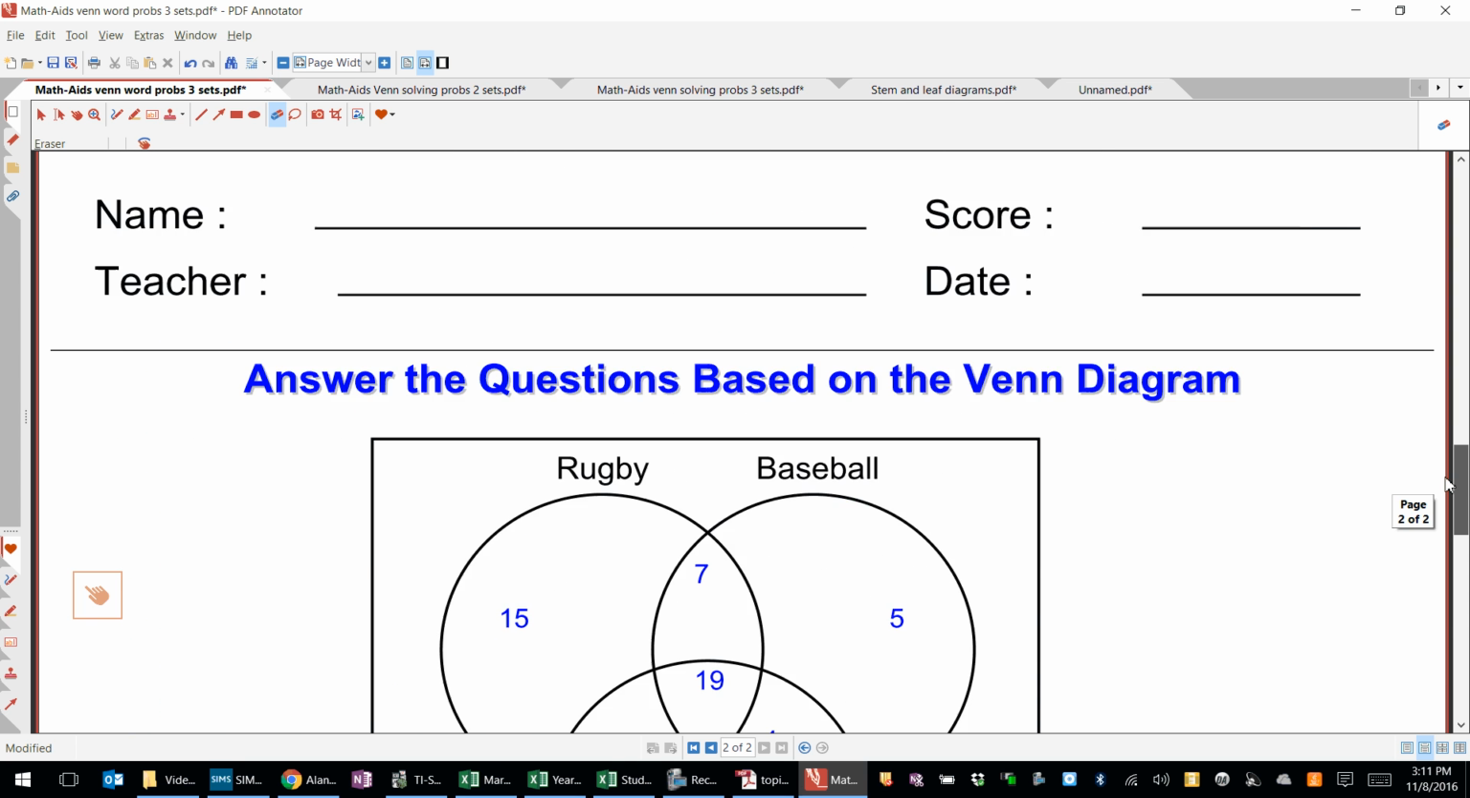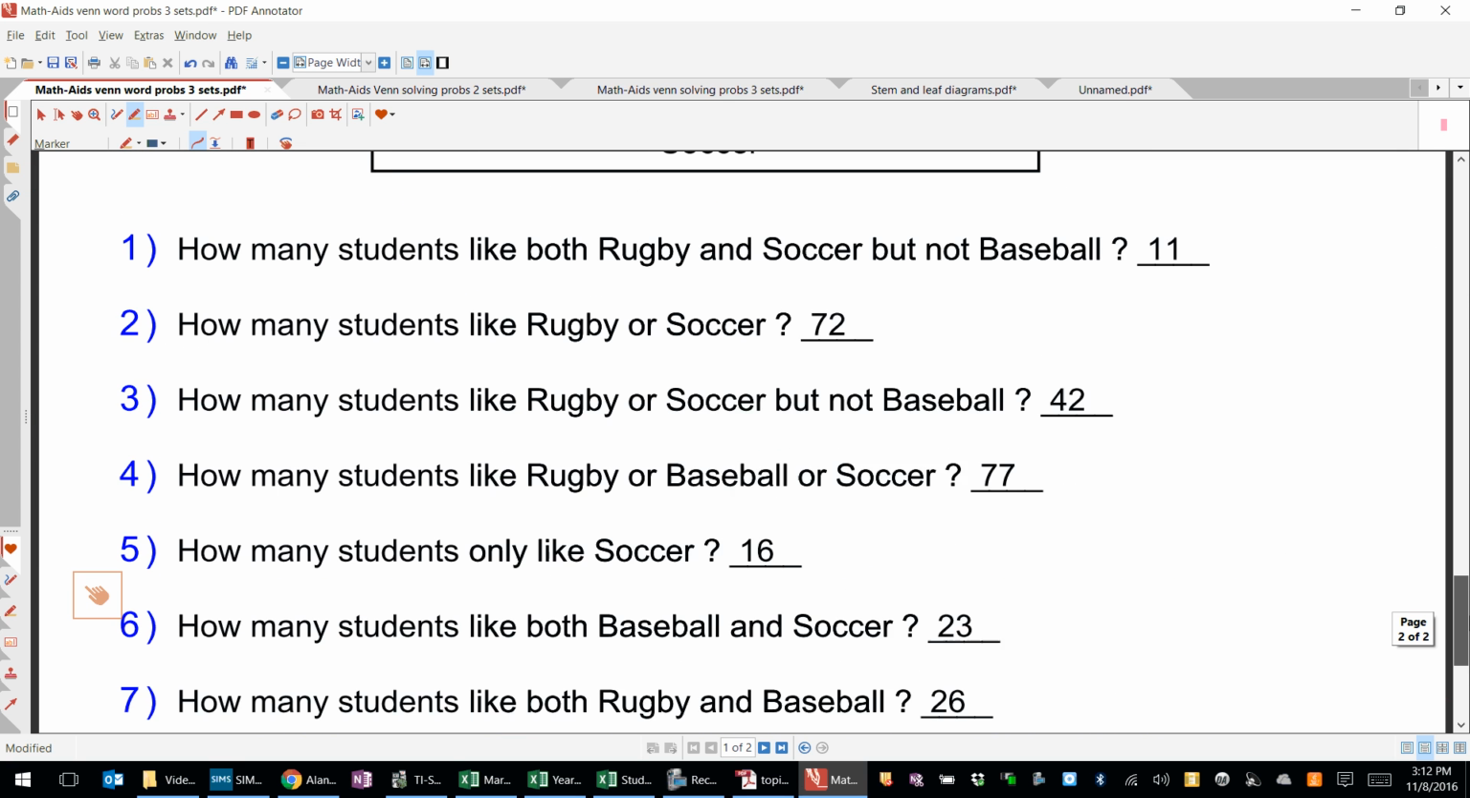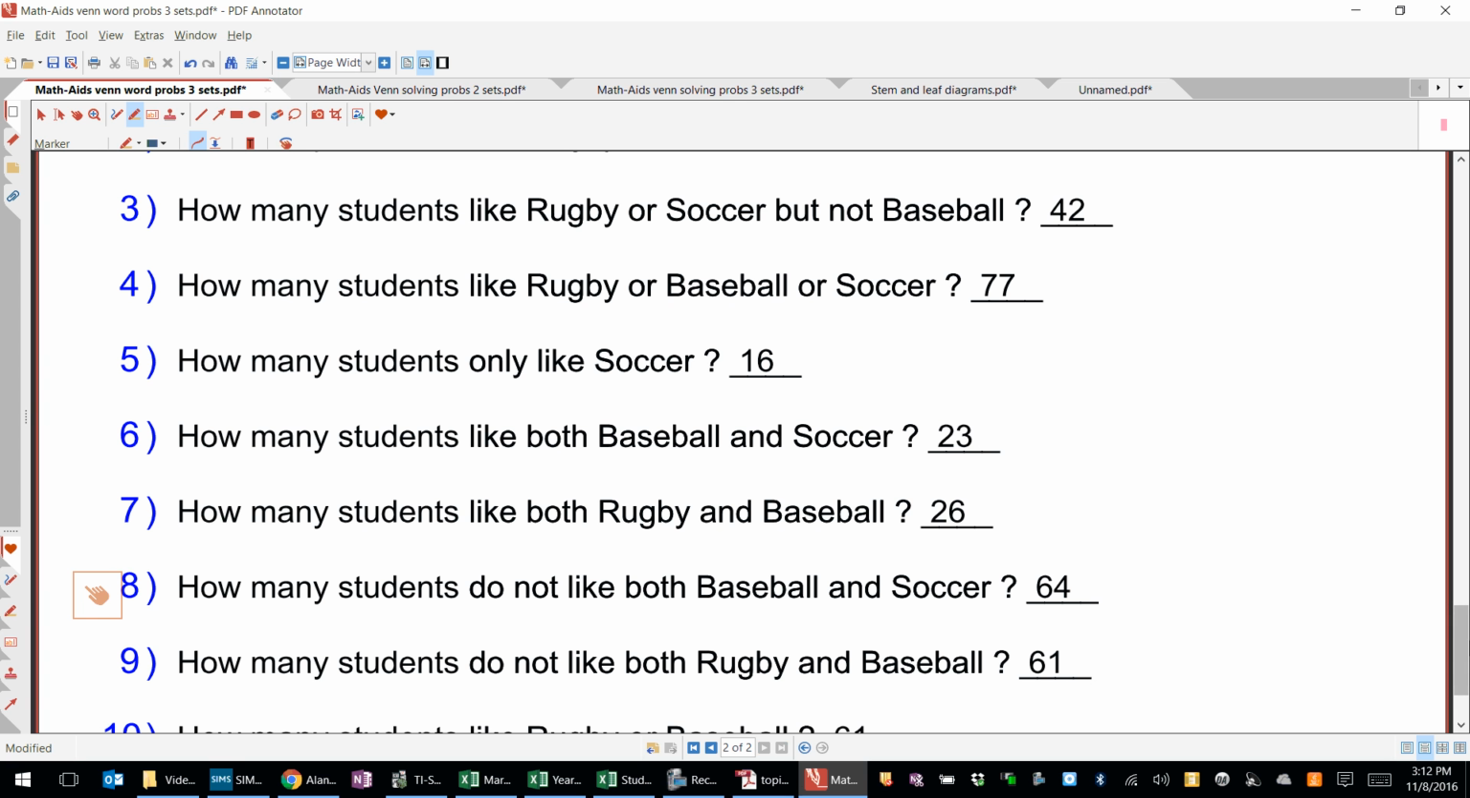Okay. Rugby and baseball. Let's have a look. Which is 26. Number 9, how many students do not like both rugby and baseball? So it's the same one again. We first of all find both rugby and baseball, which would be 19 and 7, and then we have to consider everything else. So 15, 5, 4, 11, 16, and 10 again. So your answer is? 61. The number 9, 61. I got 80.